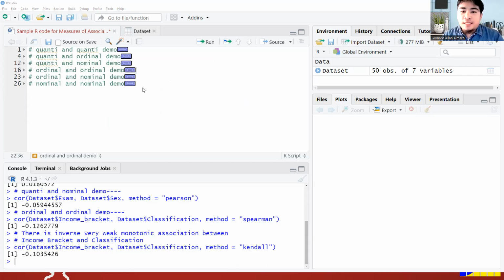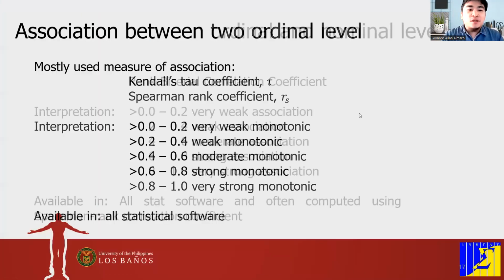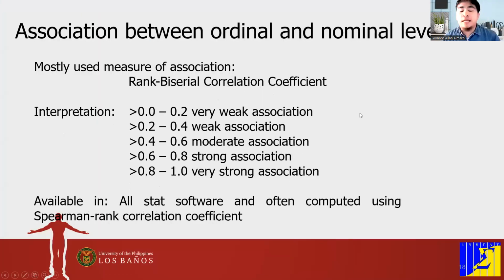Okay. Last two na po, if we have ordinal and nominal. So kanina, we have quantitative and nominal na ginagamit natin point by serial. So this time, dahil ordinal lang siya versus nominal, ang makuha lang natin ranking. So that's why ang tawag natin sa coefficient na ito ay rank by serial correlation coefficient. Same ito ng interpretation sa point by serial.